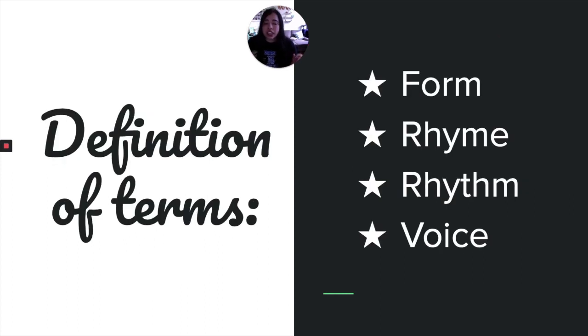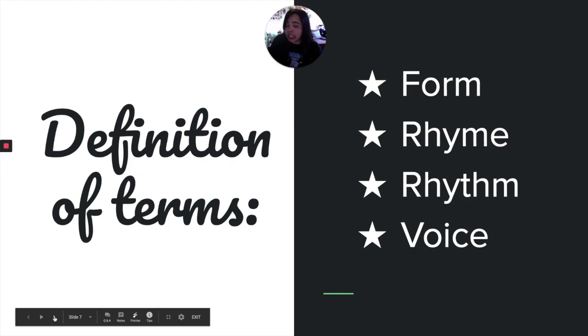Now, let's talk about the definition of the other terms we're going to be focusing on, okay? Form, rhyme, rhythm, and voice. Now, in a second, I'm going to flip to the next slide that's going to have all these definitions. I'm not going to read these definitions out to you because I know you can read. I suggest you take a screenshot of the next slide. You can copy notes down for yourself in a notebook. That's what helps me remember things, okay? But we're going to be using these definitions all week, so they're definitely going to be helping you, okay?